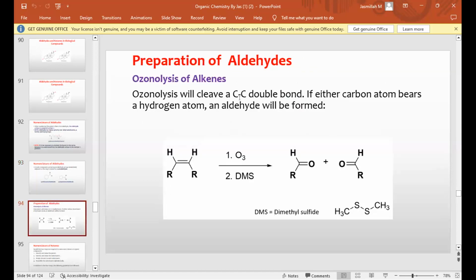Then preparation of aldehydes: there's ozonolysis of alkenes. So alkenes in the presence of ozone and DMS, which is dimethyl sulfide, will give us an aldehyde. We see these 2 aldehydes. So this is one way of preparing aldehydes, through ozonolysis of alkenes.